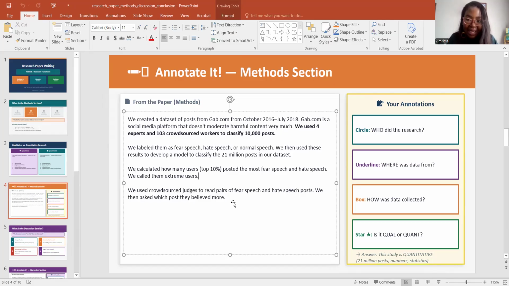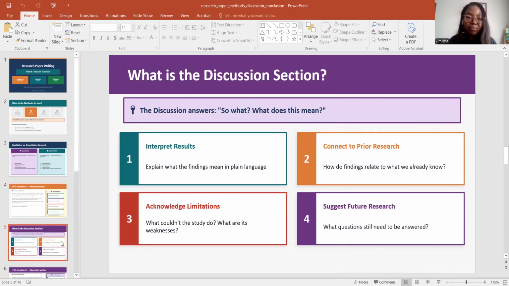So if you look at the methods, you're not only telling me how you collected it, but you're telling me exactly the process, step by step. We released a survey to this group of people. We then did this. We labeled each answer as this. Then we did this with the research. So methods, you're really telling people exactly how you collected the data. All right. Once you have collected the data, then we look at the discussion section.